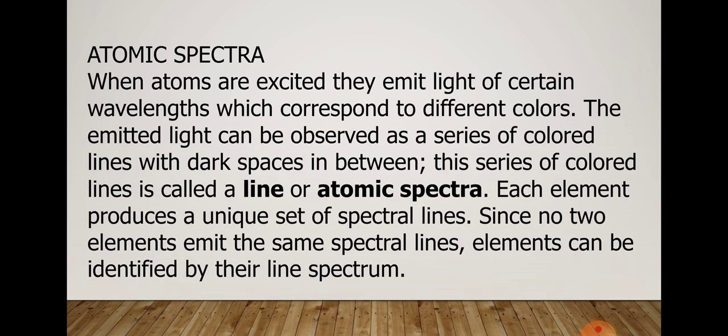And the spectrum of white light changes from violet, the frequency of which is 7.5 into 10 to the power 14 hertz, to red, that is 4 into 10 to the power 14 hertz. And such a spectrum is called continuous spectrum. Continuously the colors can be seen from violet to red without any demarcation. So that is termed as continuous spectrum. And it is because one color merges into other color.